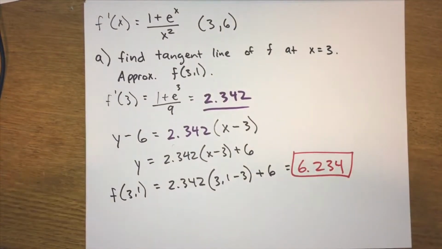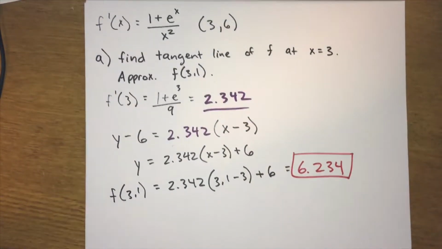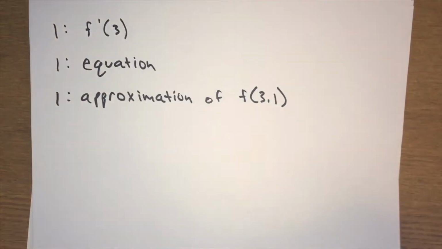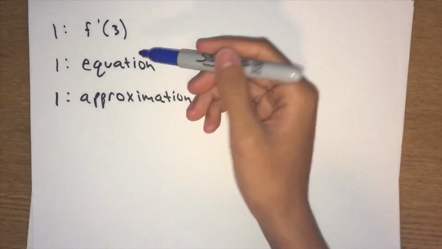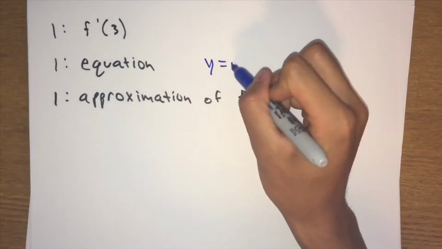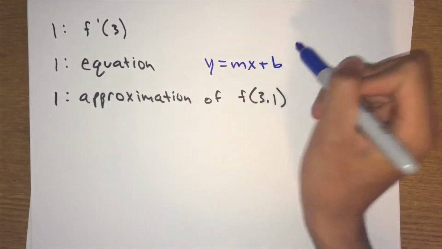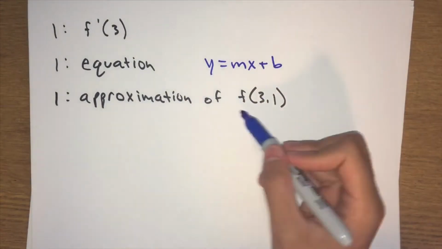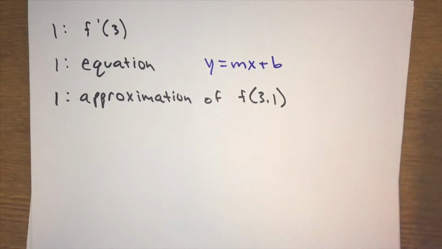There's not really any tricks for this question. It's pretty much just simple math and plugging in values. For A, you're going to be graded on plugging in 3 to the slope, using the equation of y equals mx plus b, basically the linear approximation, and finding your approximation, or basically your answer.